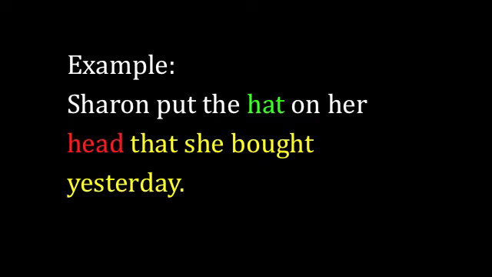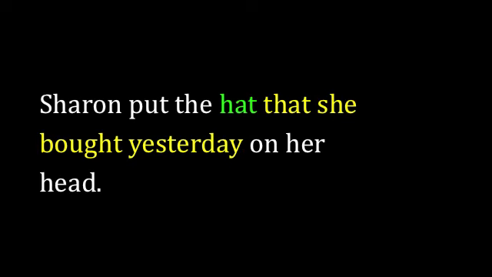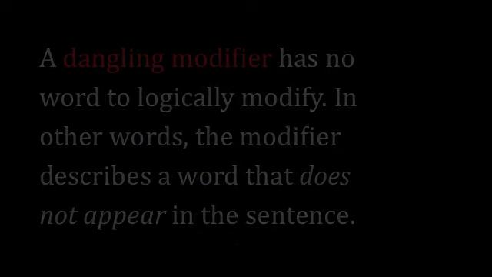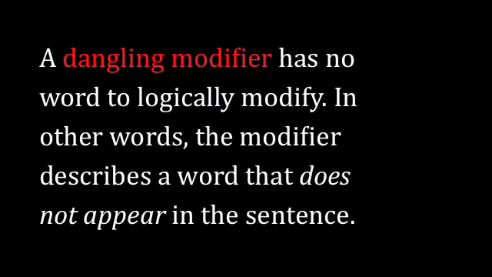To fix this problem, we move the arrow closer to the target. Sharon put the hat that she bought yesterday on her head. By moving the modifier closer to the target word, the phrase now makes sense. A dangling modifier has no word to logically modify. In other words, the modifier describes a word that does not appear in the sentence.